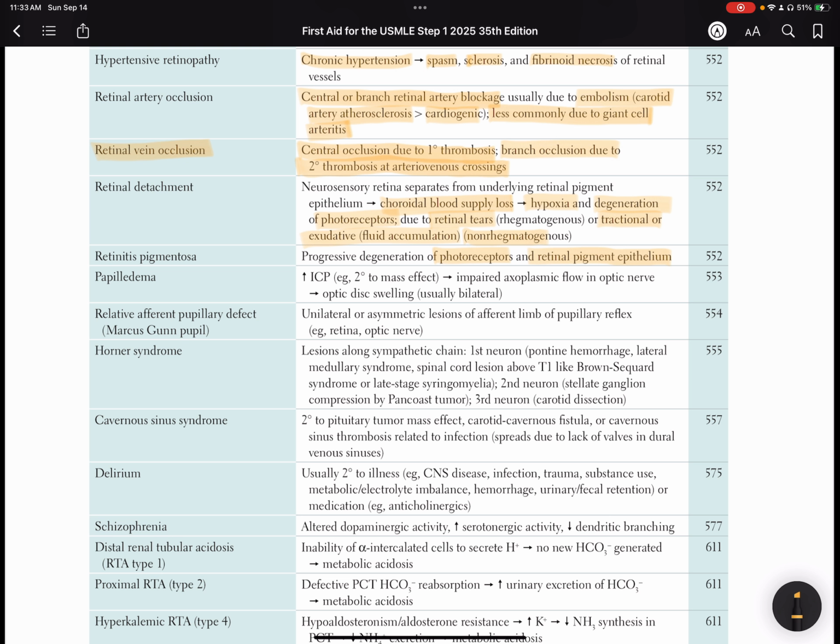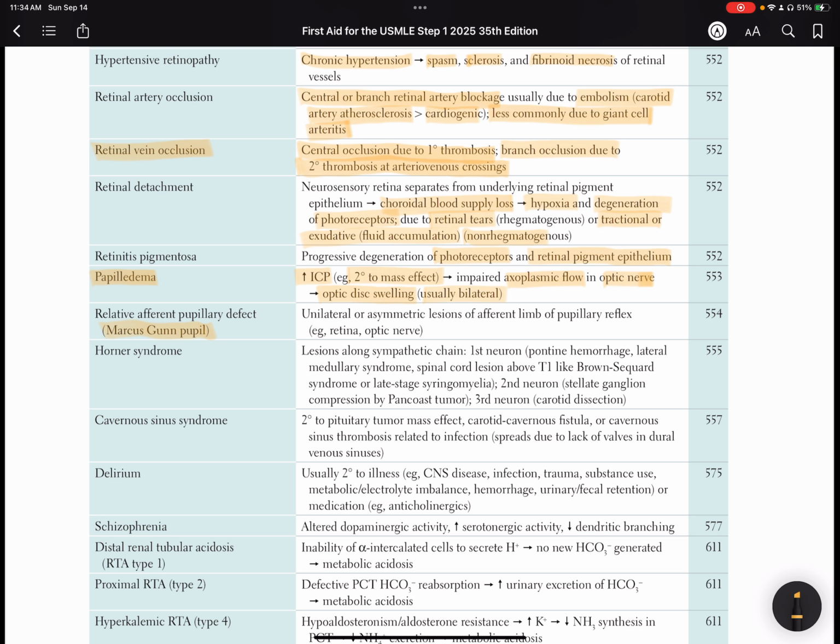What causes papilledema? Papilledema is increased intracranial pressure secondary to mass effect and impaired axoplasmic flow in the optic nerve, leading to optic disc swelling, usually bilateral.